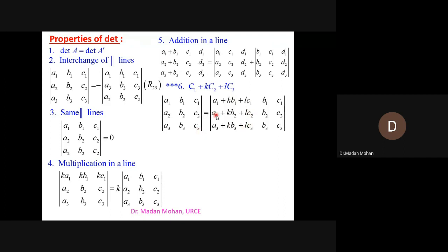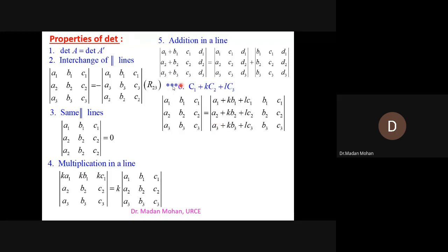That's why, whenever you are simplifying determinants, you use operations like C1 plus K C2 plus L C3. Usually we won't use L, simply C1 plus K C2 type. Of course, you can use row operations also, but don't use K C1 here, please. The multiplier, wherever you are replacing, that coefficient should be 1.